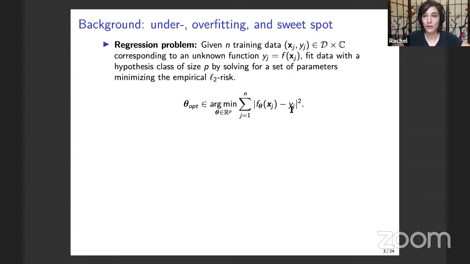In this talk, we're going to be talking about regression or interpolation. Neural network optimization is often just a really, really giant regression problem in the interpolation regime, where we just fit a function to a set of training data exactly and observe how well it generalizes. So regression in the general setup is we have n training data, x_j, coming from a domain, a one-dimensional or 100-dimensional or 1,000-dimensional domain. The data corresponds to an unknown function, noiseless or a little bit noisy. We fit the data with a hypothesis class of size p by solving for a set of p parameters that minimize the empirical risk function below, just the sum of squares.